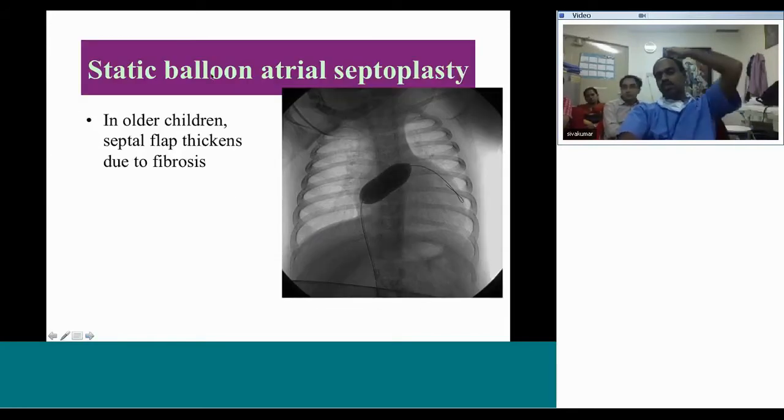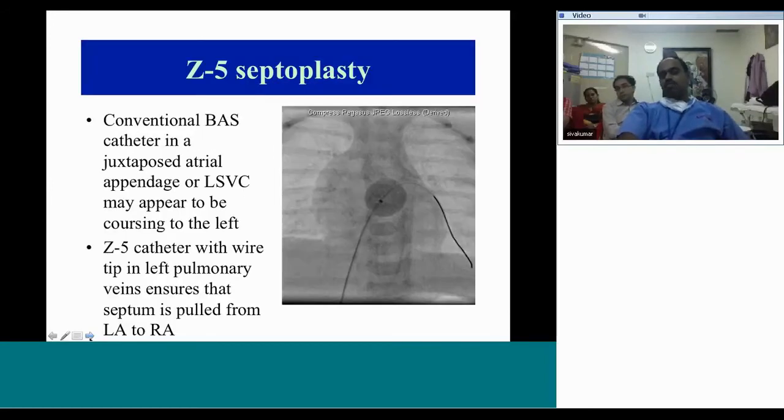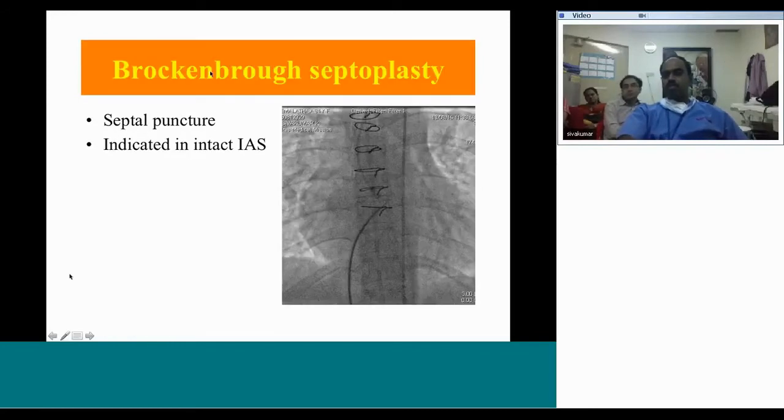Static balloon septoplasty is useful in TGAs with older children where the septal flaps have become very thickened. Z5 septoplasty is over-the-wire septoplasty. So you pass a 0.018 stick wire into the pulmonary vein and then pass a balloon. A 13 millimeter balloon is pulled back from the LA to RA to create a tear in the atrial septum.